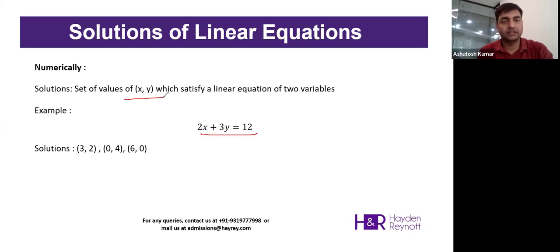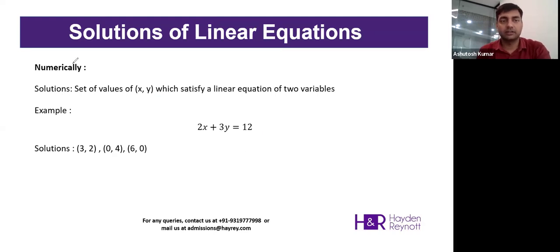So a set of values of x and y which satisfy the linear equation of two variables will be the solution for this linear equation. This is how we understand it numerically: if you plug in the values, it will be satisfying, right?